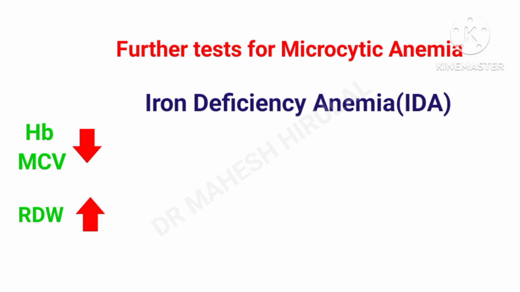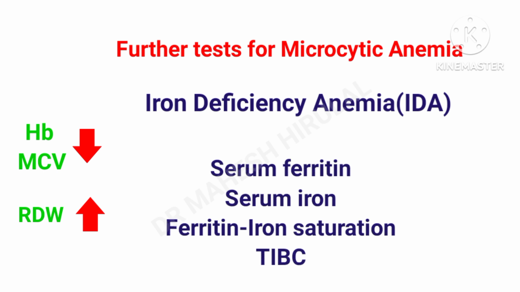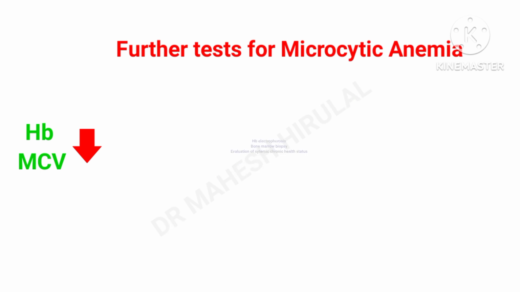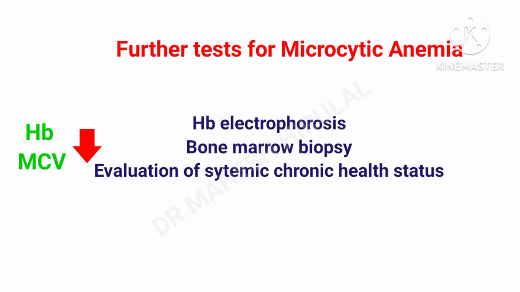Iron deficiency anemia can be confirmed with further tests like serum ferritin, serum iron, iron saturation, and TIBC. Other causes of microcytic anemia like alpha and beta thalassemia can be confirmed with HB electrophoresis and bone marrow biopsy, and evaluation of systemic chronic health status has to be done to confirm microcytic anemia due to chronic health issues.